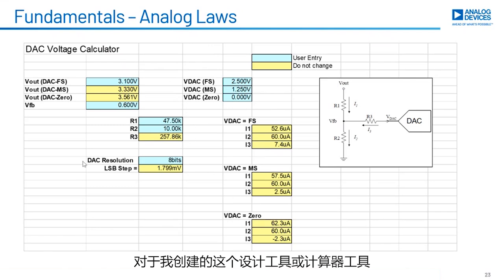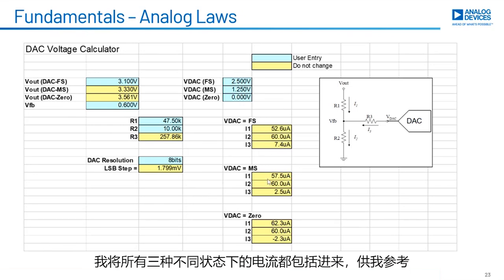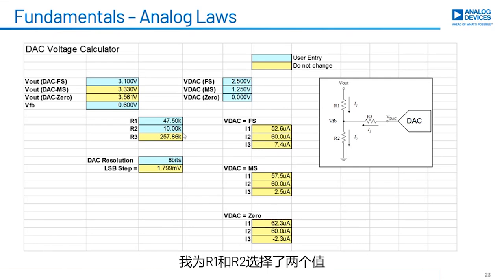And the way I've set up this design tool or calculator tool is there are values that I can enter in manually, and those are the blue cells. And then the yellow cells are calculated by the spreadsheet. There are equations behind these cells that are yellow, and so Excel does all the math for me. I included the currents at all three different states just for my information so I could sort of see what's going on. And I picked two values for R1 and R2. R1 is the top resistor, R2 is the bottom. And the spreadsheet calculates a nominal for R3.